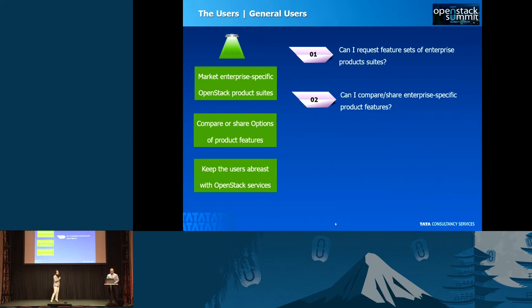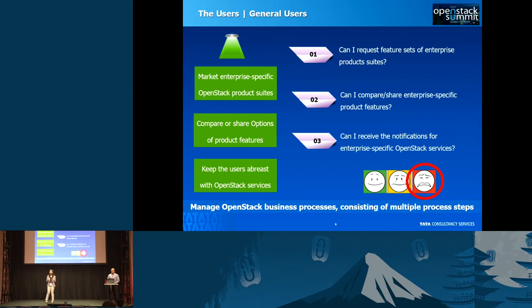The second challenge can be when I feel like comparing the different OpenStack services that are provided by different OpenStack vendors. And I just want to fire an ACK to compare commands so that I can fetch my results. The third key challenge can be when I am subscribed to certain OpenStack product features and I want to receive notifications for that particular product or vendor. So this will also provide a win-win situation for a service provider because he can keep the users abreast with the OpenStack services that are still going on today.